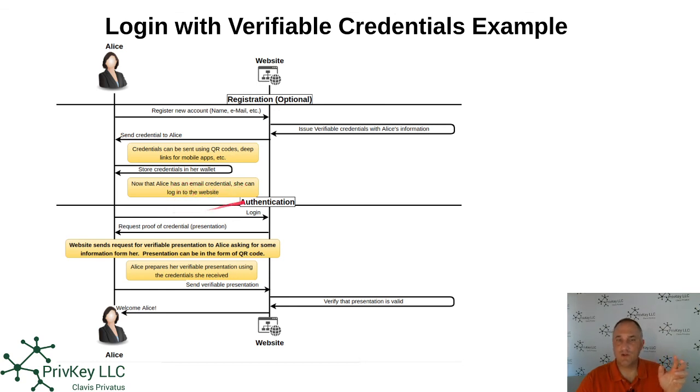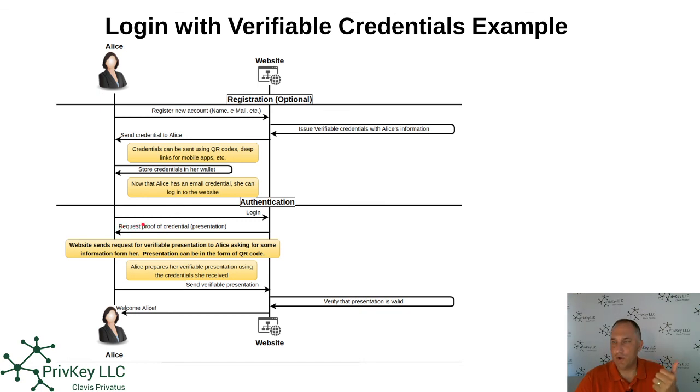So now she moves into the authentication part, which is she starts to log in with a website. Could be a different website, could be the same website, doesn't matter. But the point is that once she starts to log in, there's a request for proof of credential presentation. So the website then goes back to Alice and says, "Okay, can you prove who you are? We need to know more information."